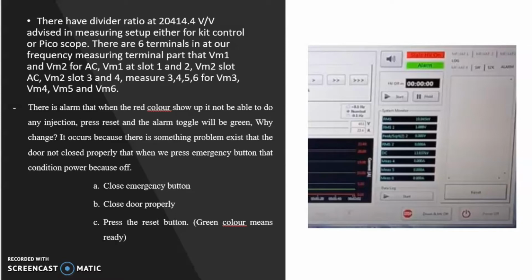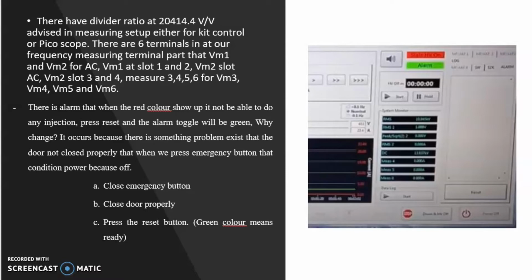The 6 terminals include the frequency measuring terminal, and VM1 and VM2 for AC, VM1 and VM2 at slots 1 and 2, and VM3, VM4, VM5 and VM6 at slots 3, 4, 5, 6. This is the alarm: when the red color shows up, we are not able to do an injection. Press reset and the alarm trigger will turn green.